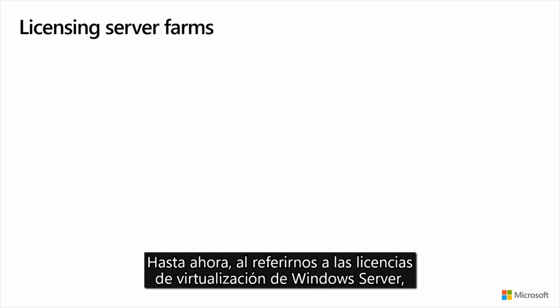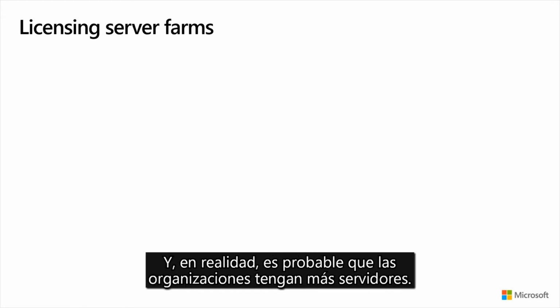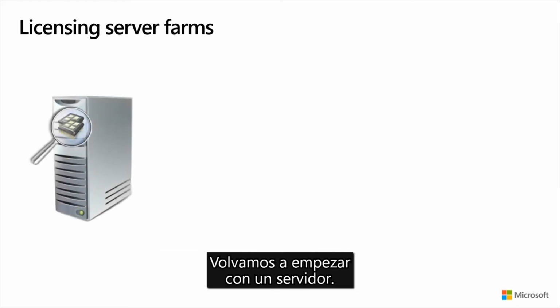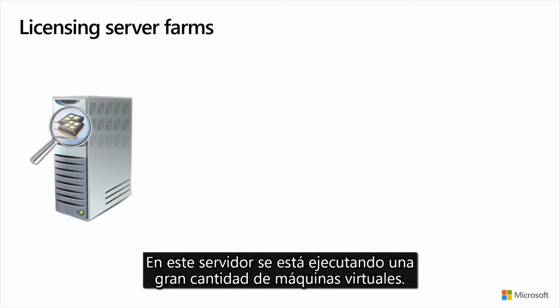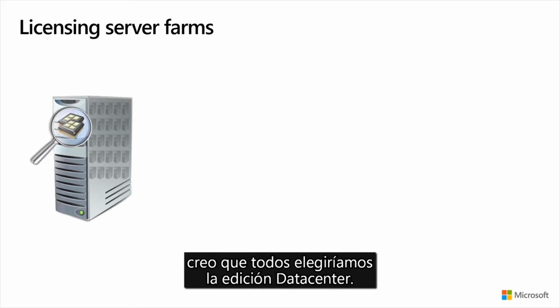So far, we've looked at just one special server when we've been considering virtualization licensing for Windows Server. And in reality, of course, organizations probably have more servers. And so let's turn our attention to the licensing of a server farm. Let's start with one server again, and you can see that it's a server with two 4-core processors. There's a significant number of virtual machines running on this server, so I think we'd all agree if we had to choose an edition of Windows Server to license this physical server, we would choose Data Center Edition.